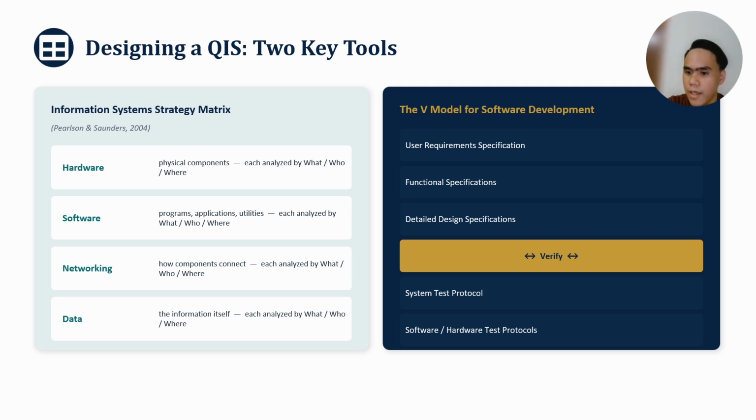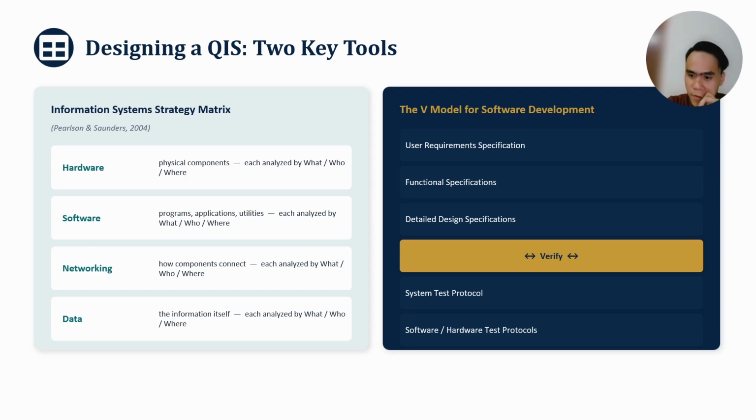It organizes the analysis across four categories: the hardware, the physical components of the system; the software, the programs, applications, and utilities; networking as well, so how the hardware and software components are connected; and data, the actual bits of information stored in the system. For each of those four categories, the matrix asks the same three questions. What is it exactly? Who uses it and who manages it? And where does it physically reside? So walking through all 12 cells of that matrix systematically forces a level of planning discipline that system design usually skips. So the second tool is the V model.